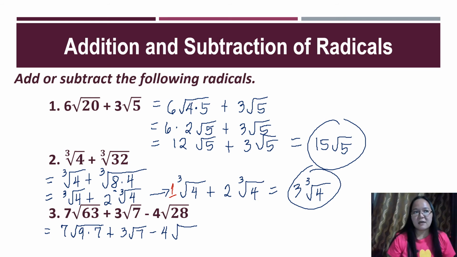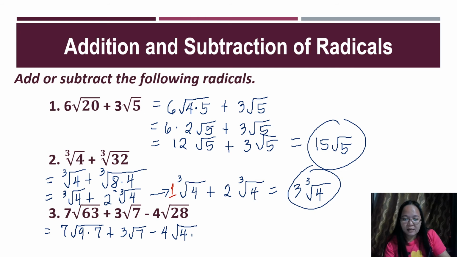28 still has a factor which is a perfect square. So if we think of a factor pair of 28 wherein one of the factors is a perfect square, that will be 4 times 7. Okay, so we're going to have 7 times the square root of 9 is 3, and then 7 will be left inside the radical sign, plus 3 square root of 7 minus 4 times square root of 4 is 2, and then 7 will be left inside the radical sign.